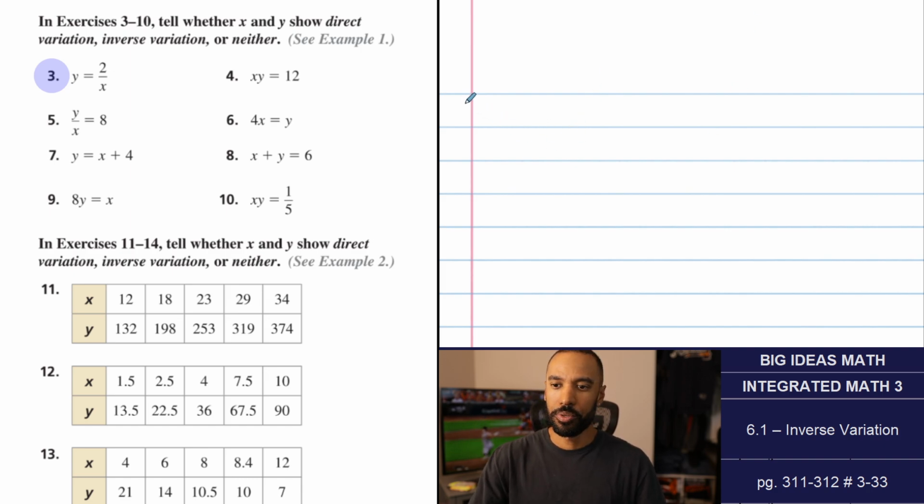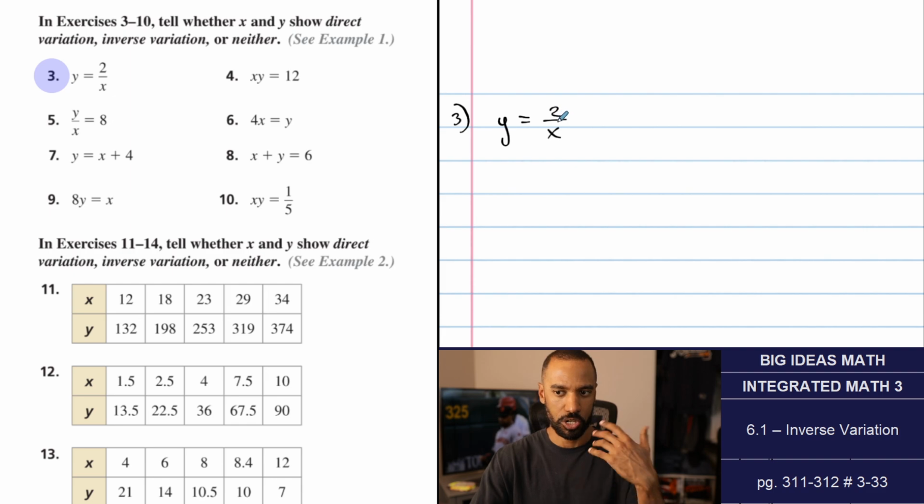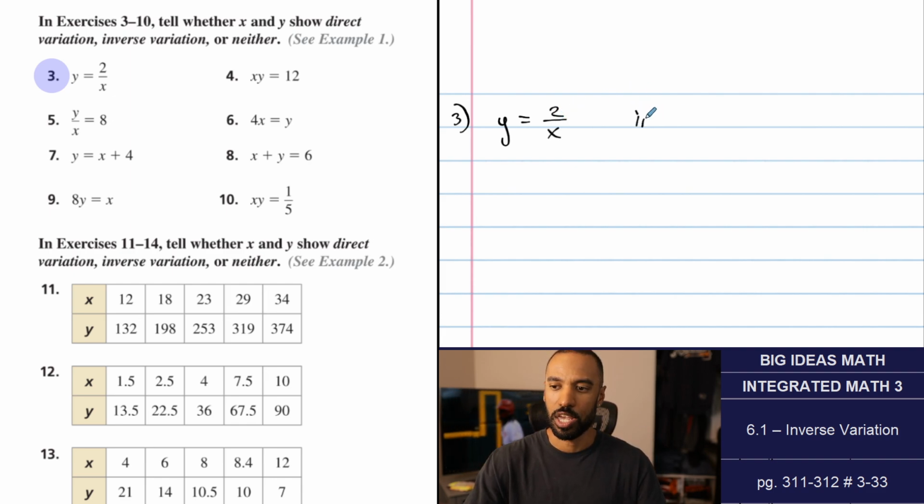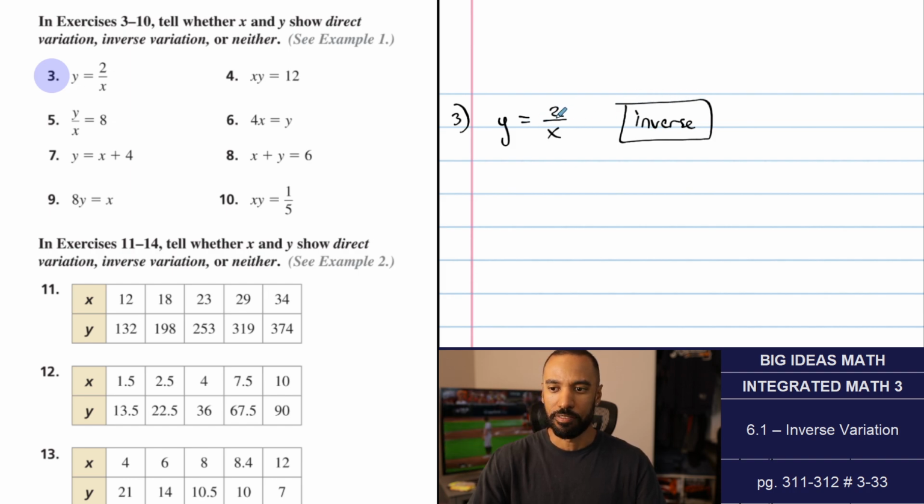In exercises 3 through 10, tell whether x and y show direct variation, inverse variation, or neither. They don't say explain, so I won't do too much on the explanation outside of what we've seen. This is an example of inverse variation. I'm just going to write the word inverse as we divide our constant of variation by x when y and x are on opposite sides of the equation.